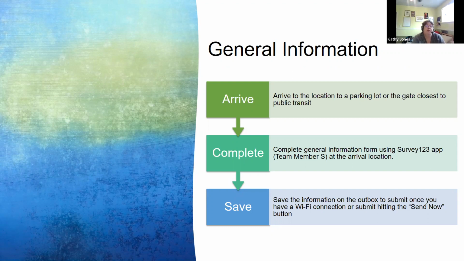And first thing you do is you complete the general information form in the Survey 123 app. And that'd be the Team S person. And that's all about all the information in the arrival location. And then you save it to this outbox to submit once you have a Wi-Fi connection. And when you get to Wi-Fi, you submit it by hitting send. So Survey 123, you have to check when you've done your work, and you have to send it later after you save it. So you check, you save, you send. If you do not check, if you do not save, you do not send, you may lose data. So that's one of the things you guys have to work with and make sure you're comfortable with.